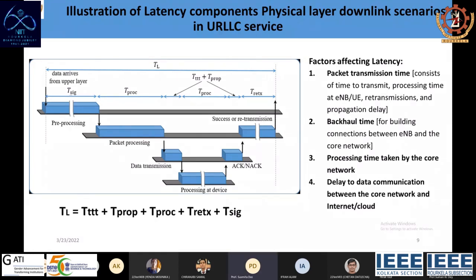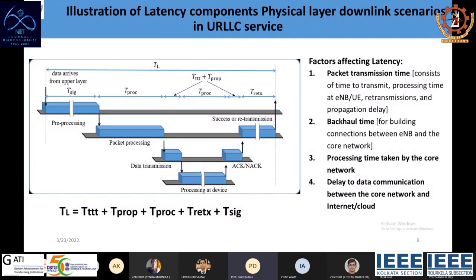Since the time to transmit of the current 4G LTE system is 1 ms, we need a new frame structure. That was the necessity. A new frame structure reducing the time to transmit got introduced for this reason. Also, since the latency caused by the channel estimation and feedback would be a bottleneck for the URLLC transmission, a transmission scheme that does not rely on the channel information needs to be considered. So these are the physical layer downlink scenarios in URLLC service.